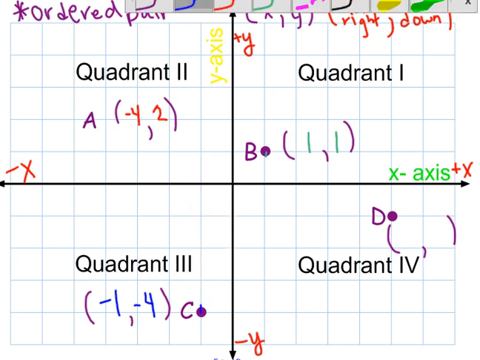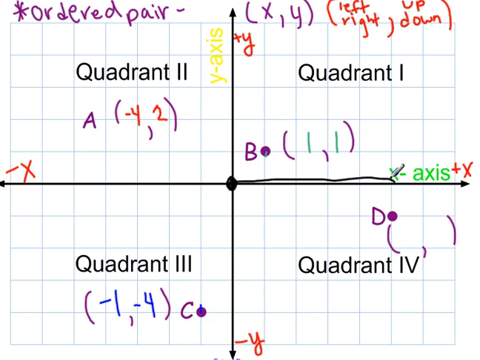And my final point on this page over here, point D, I'm going to start at the origin again. And I always move left and right first. So this time I'm moving to the right. 1, 2, 3, 4, 5 times to the right. And down, which is -1 time.